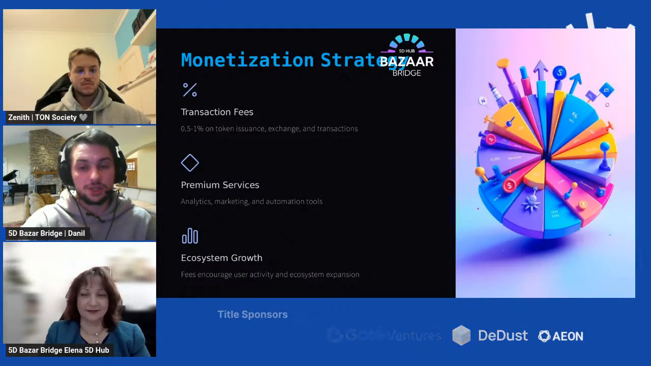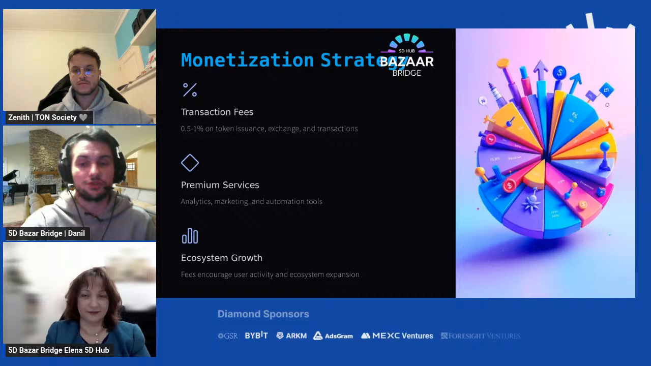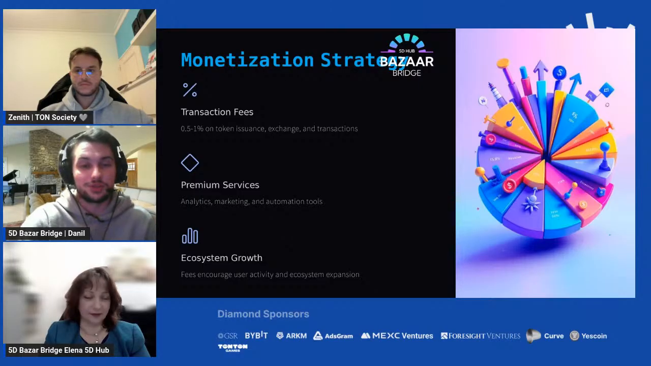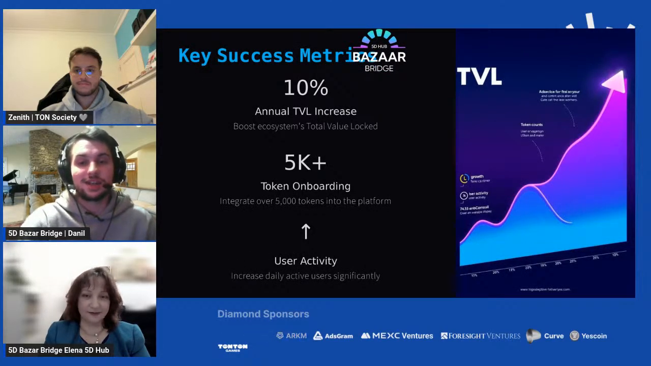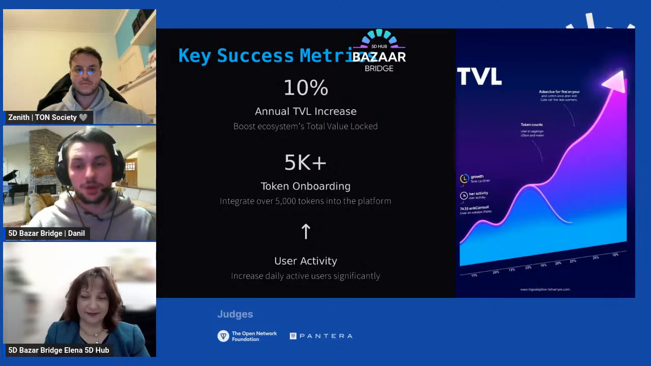Our monetization model is based on fees from token issuance, exchange, and transactions. Our premium service with analytics, marketing, and automation provides stable cash flow with ecosystem growth. Fees generate revenue and encourage user activity, with premium features as additional income streams. Key metrics include increasing the ecosystem's TVL by 10% annually, onboarding over 5,000 tokens with a structured go-to-market strategy, and boosting daily user activity in partnership with 4 other teams in the 5D Hub infrastructure. Our goal is to make Bazaar Bridge a profitable product and a significant driver of the Ton ecosystem's global growth.